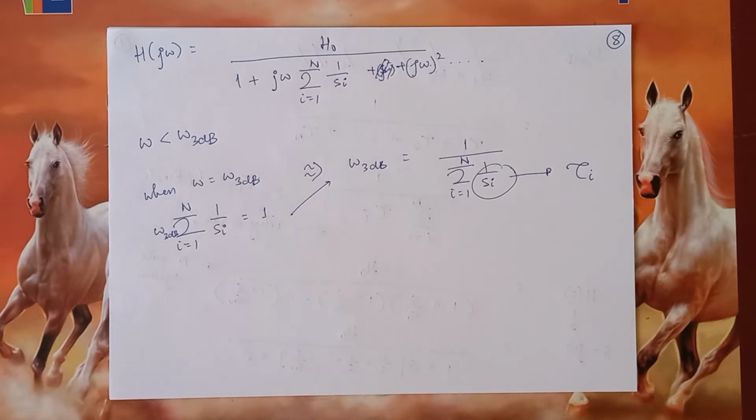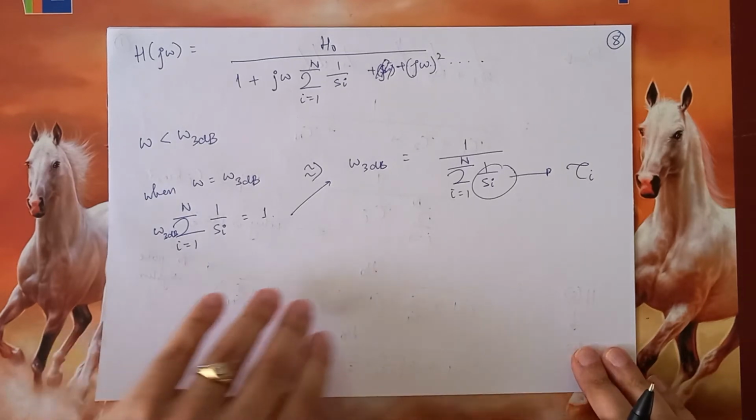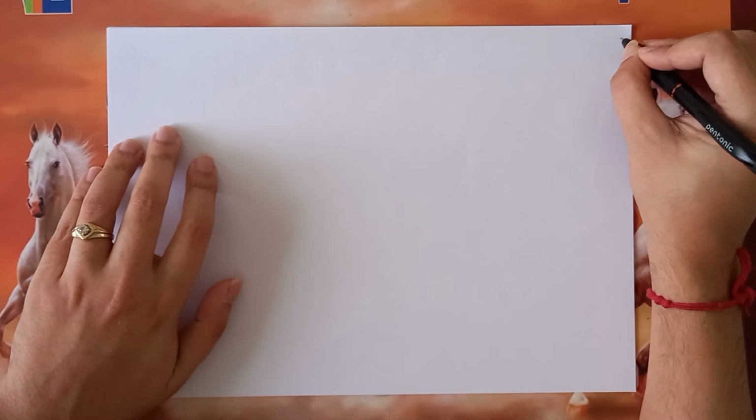So now let us see if we can understand this by means of an example. Let us try to have a closer look at the method of time constants using an example.